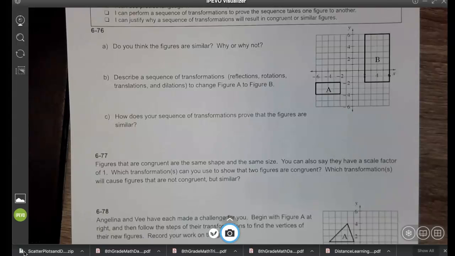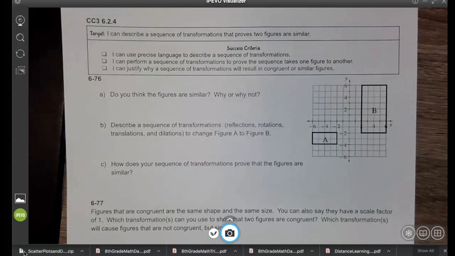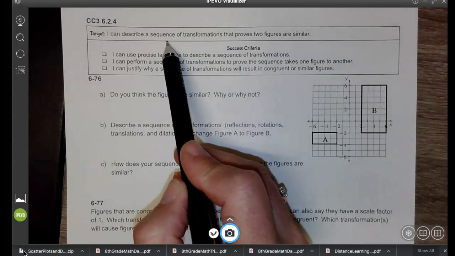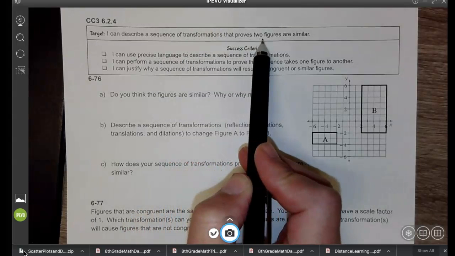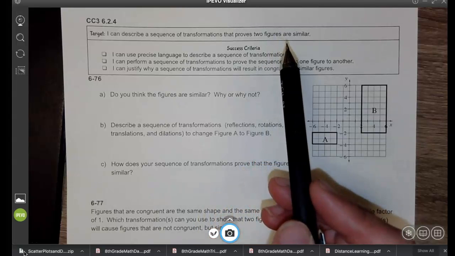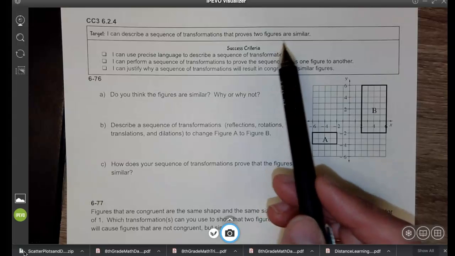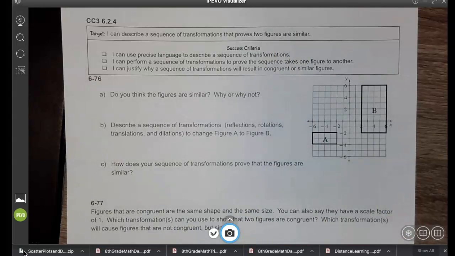6.2.4 concentrates mostly on sequences of transformations as we look at the target and success criteria. The target is I can describe a sequence of transformations that proves two figures are similar. Now, Nebraska State Standard says that 8th graders do not need to perform them. You just need to identify and describe them. So that's what this lesson focuses on.